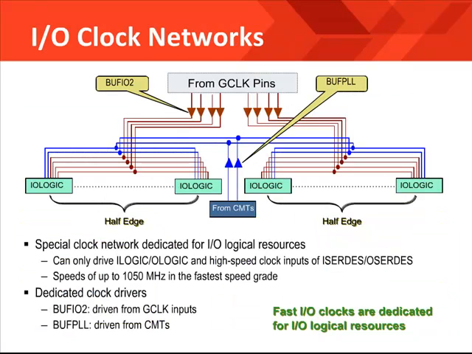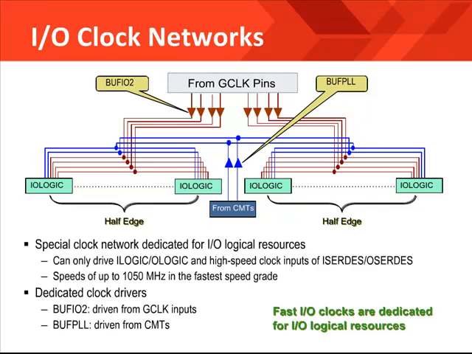This slide is trying to show you how I/O clocks are handled by Spartan-6. These I/O networks only drive the IOBs on the periphery of the die. Specifically, they drive the ILOGIC/OLOGIC resources, which are your high-speed SerDes resources. I/O clocks can come from global clock pins via the BUFIO2 primitive, or they can come from the clock management tile, that is the CMTs, via the BUFPLL primitive.